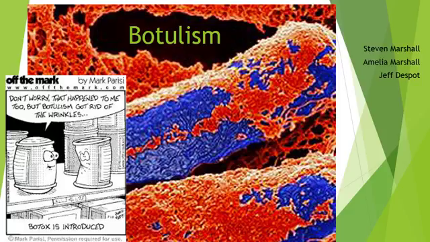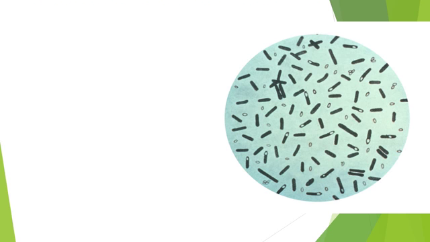Botulism is actually the most potent neurotoxin known to man. It was also first used as a biological weapon before World War II. It was injected into hand grenades, so it caused some pretty nasty after-explosion effects. So this is botulism, Clostridium botulinum.